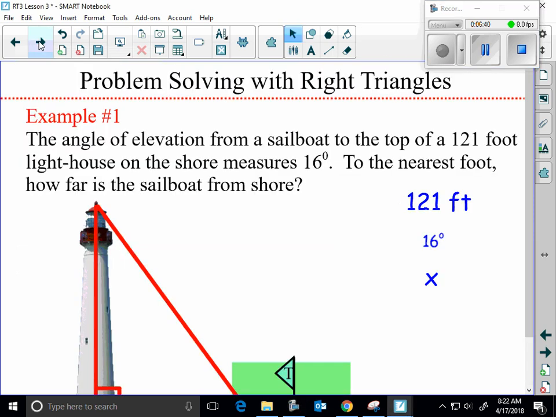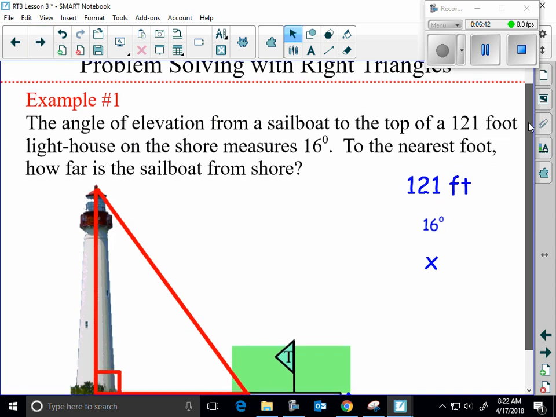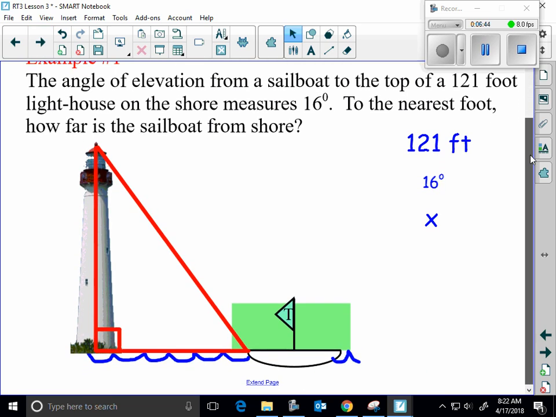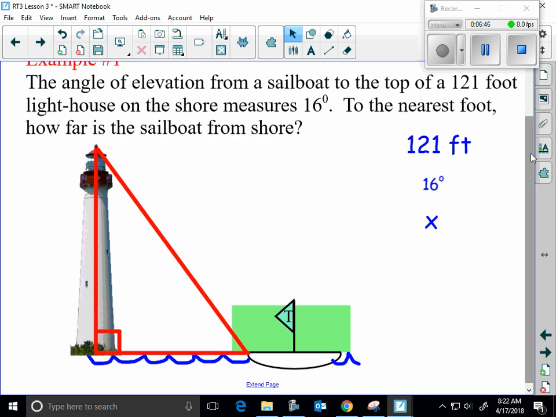Okay, so in example number 1, the angle of elevation from a sailboat to the top of a 121-foot lighthouse is 16 degrees. So the sailboat is down here. If you were to sit on the boat and look upward toward the top of the lighthouse, that angle would be 16 degrees. That's the angle of elevation, not to be confused with this angle up here, which would be the angle of depression.